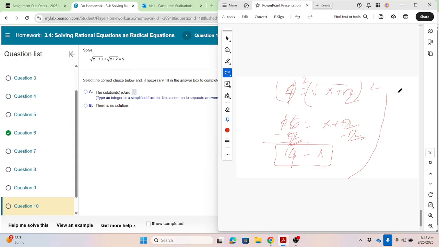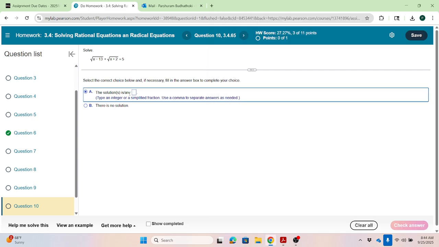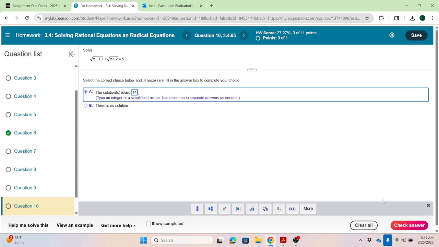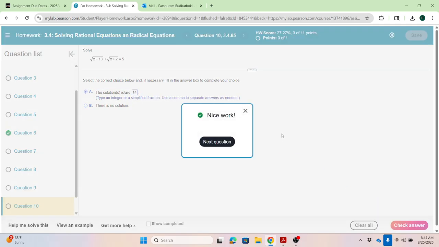And now that's true. You always have to check your answer in the given problem after solving the radical equation. The answer is 14. Okay, that's how you can solve a radical equation and then a rational equation. That's all for this section.